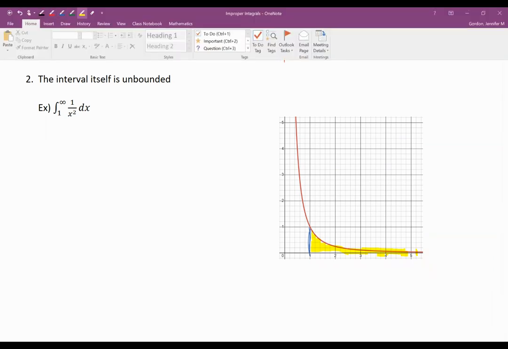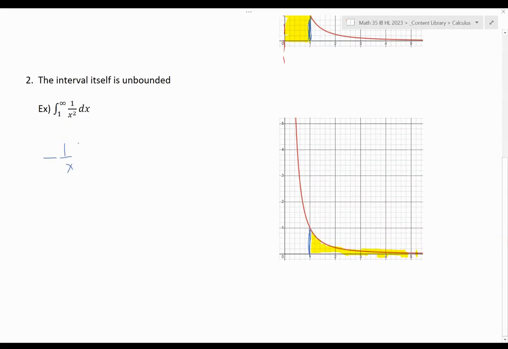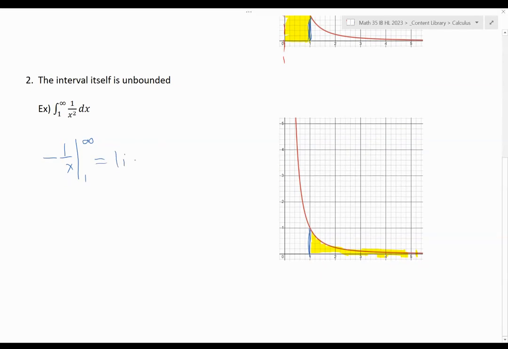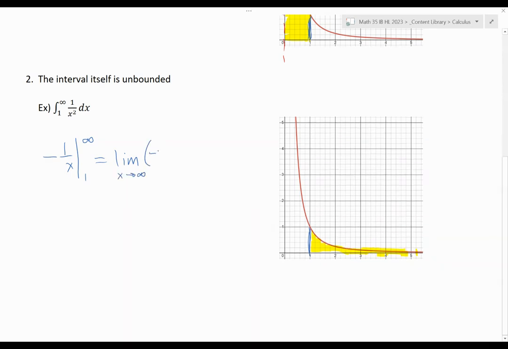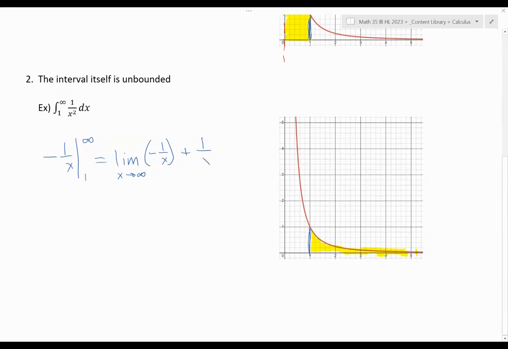because it is still technically infinite going off to the right here. And again, I deal with it by using limits. The antiderivative being negative 1 over x, evaluated from 1 to infinity. On the infinity side, I have to deal with a limit. So this is the limit as x approaches infinity of negative 1 over x, minus, so plus, 1 over 1.